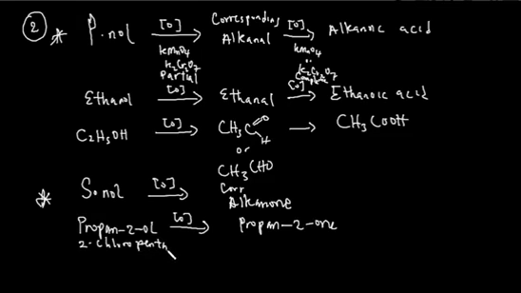Now, if you have 2-chloropentan-2-ol, what is this? Secondary or tertiary? Still secondary, because this 2-chloro is not an alkyl group, so you won't consider it. So it's still secondary. What will it give? It will give 2-chloropentan-2-one. Did you get what I just said? Is it clear? Good.